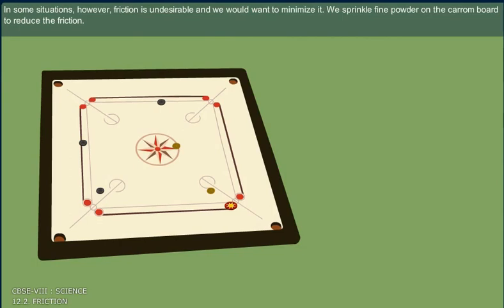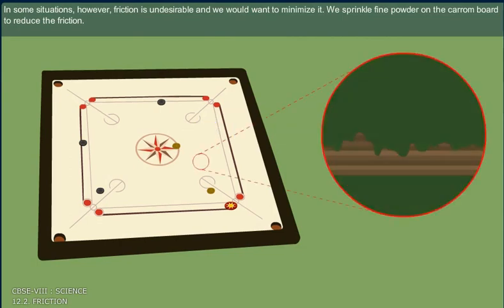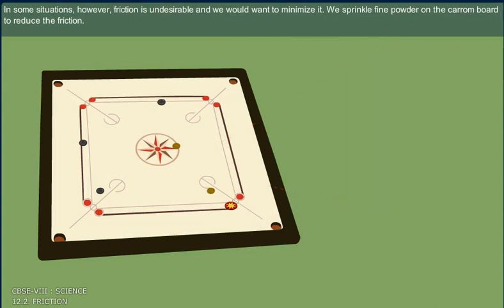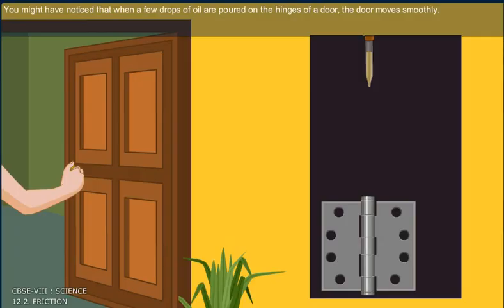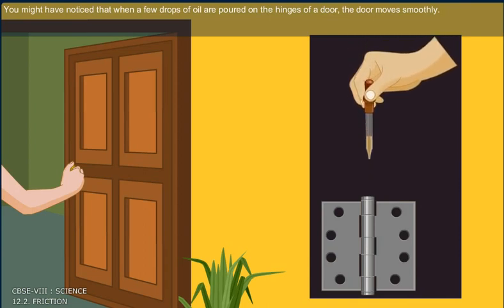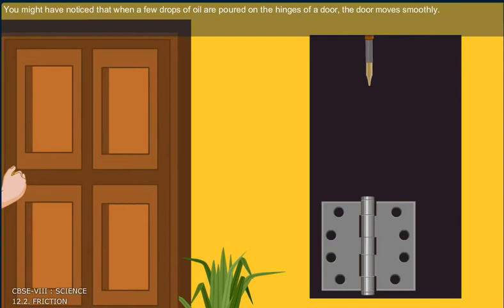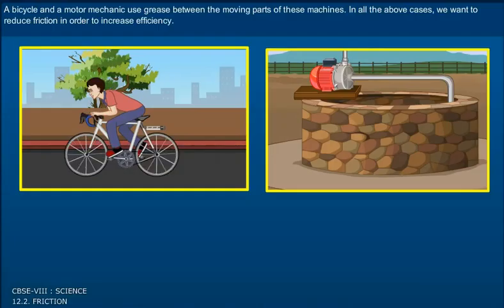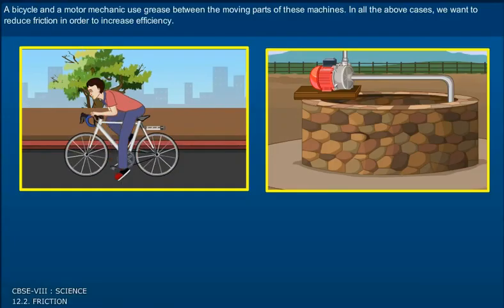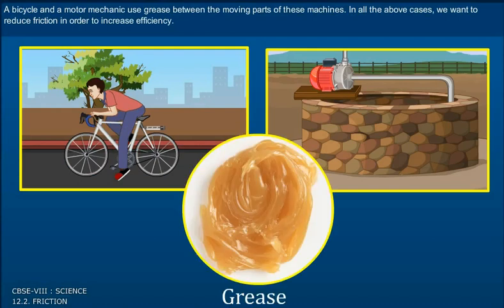In some situations, however, friction is undesirable and we would want to minimize it. We sprinkle fine powder on the carom board to reduce the friction. You might have noticed that when a few drops of oil are poured on the hinges of a door, the door moves smoothly. A bicycle and a motor mechanic use grease between the moving parts of these machines. In all the above cases, we want to reduce friction in order to increase efficiency.